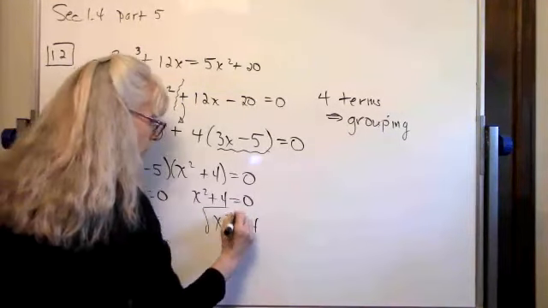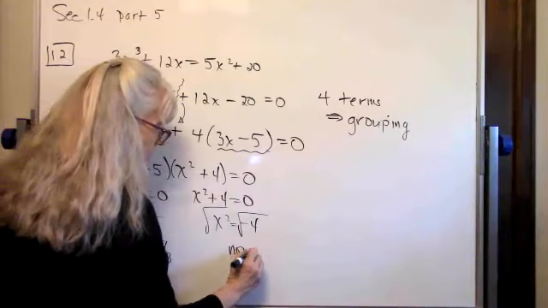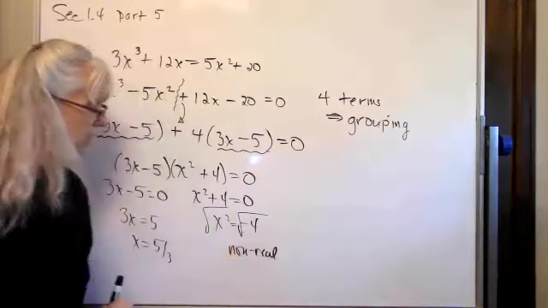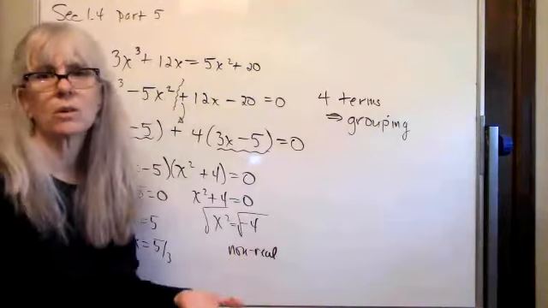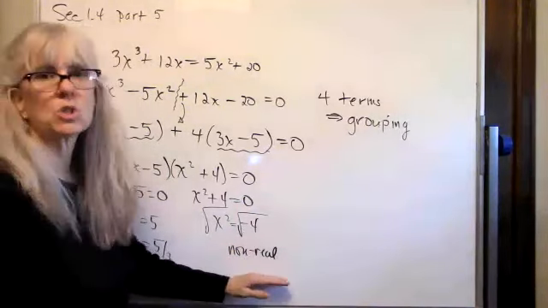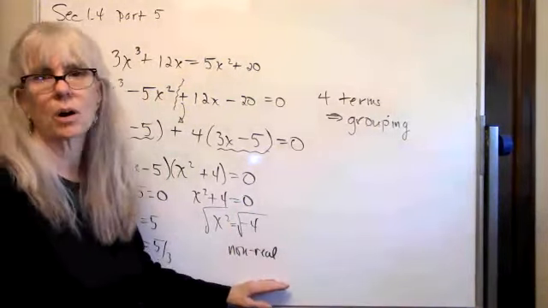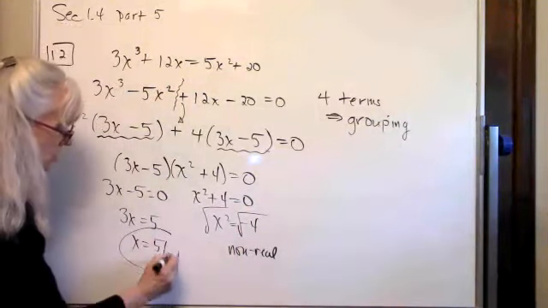We would square root both sides. This is going to be non-real because it's the square root of a negative 4. And again, in section 1.4, they only want the real solutions. So the plus or minus 2i that would come from over here is not part of the solution set. So we only got the one solution at 5/3.